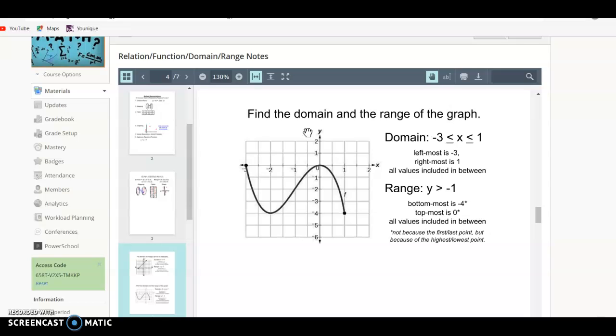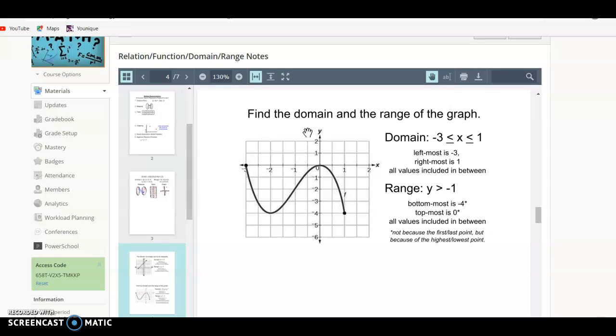Let's look at this one. Find the domain and range of the graph. So the domain being your x values, what is this picture in between on the x-axis? Well, it's between -3 and 1. So our inequality shows us that x is in between -3 and 1.